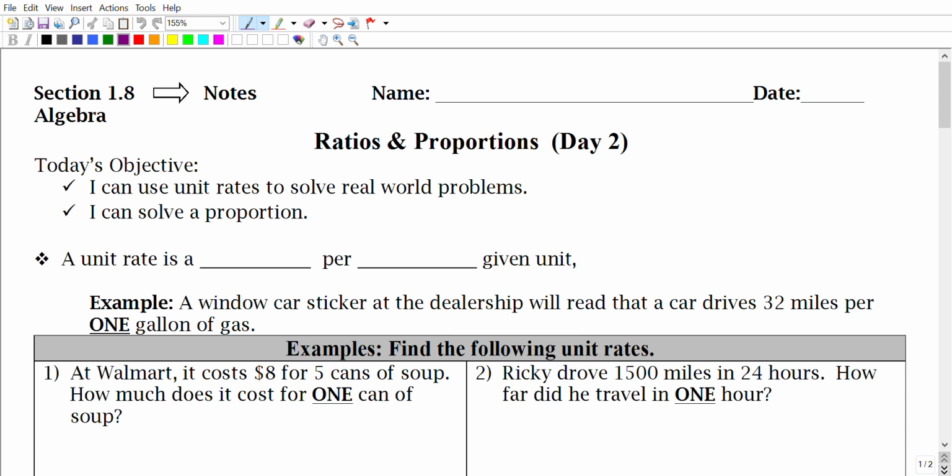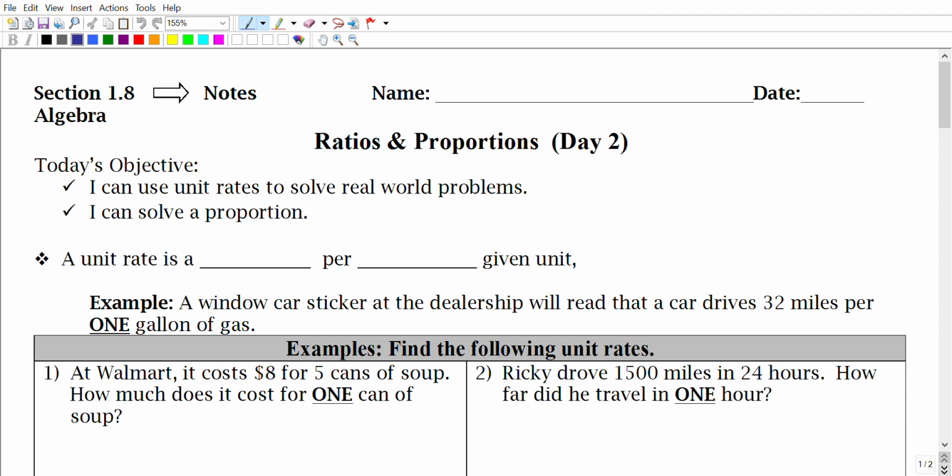So today's objectives are that we can use unit rates to solve real-world problems, and finally that we can solve a proportion, which actually that objective we kind of reached last section, but we want to make sure we understand it completely this time around as well. Okay, so right off the bat, let's go ahead and get started with what a unit rate is.